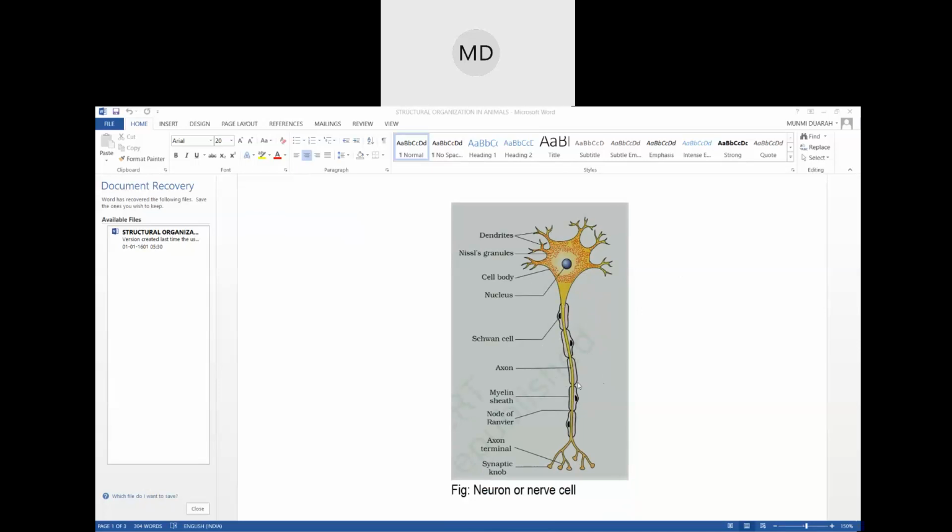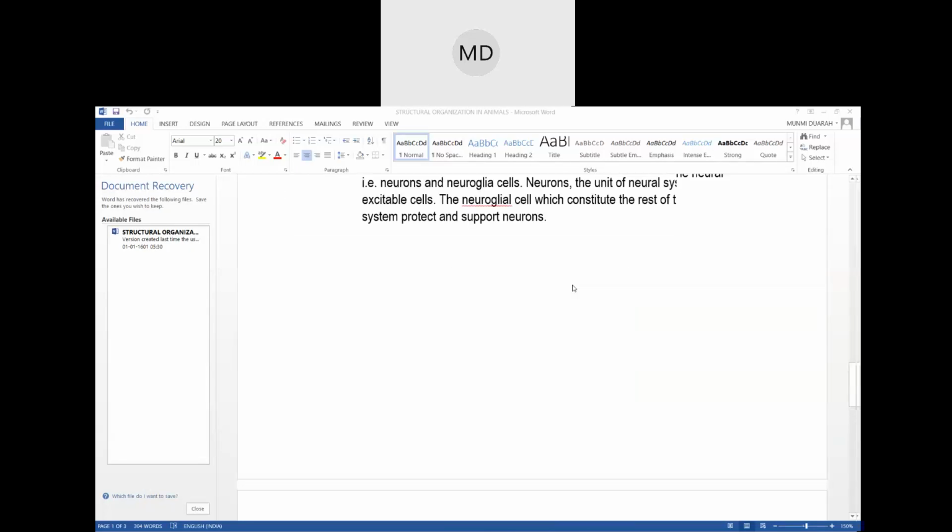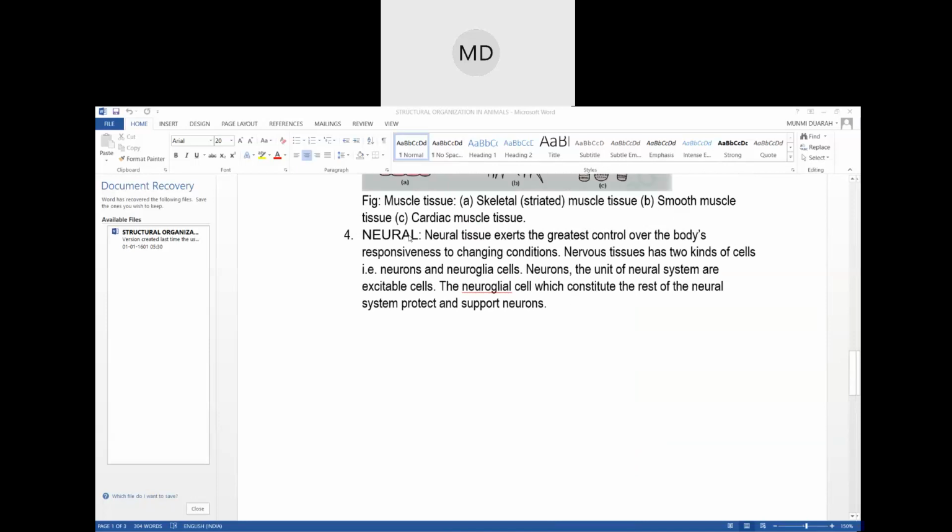Right. So this is a nerve cell, also known as a neuron. This neural tissue is made up of neurons. But there is also one more type of cell known as neuroglia cells or neuroglial cells. Same thing, neuroglia cells or neuroglial cells.